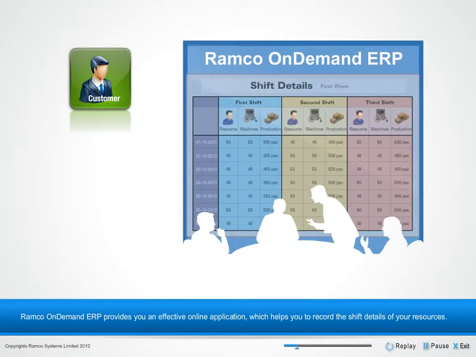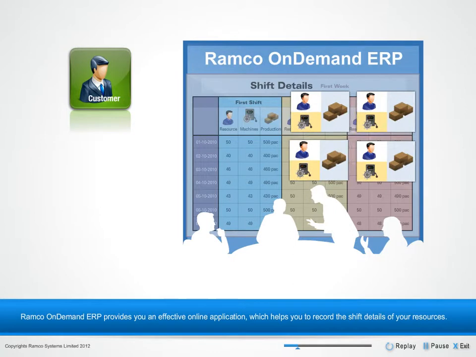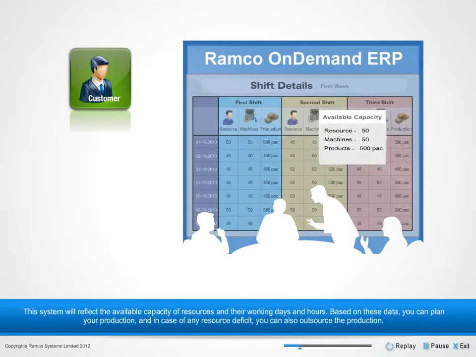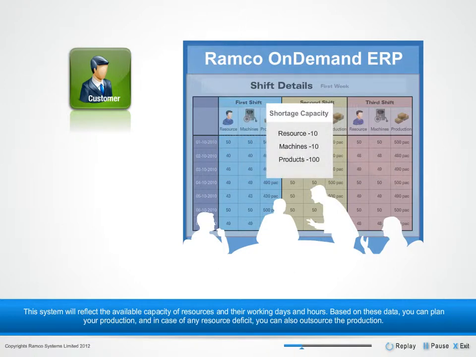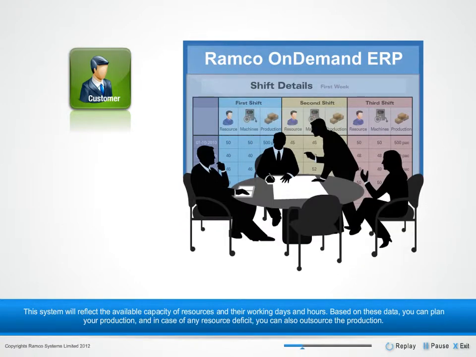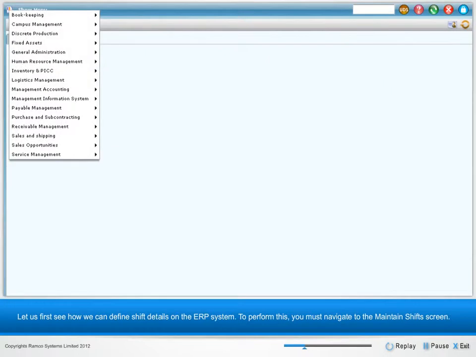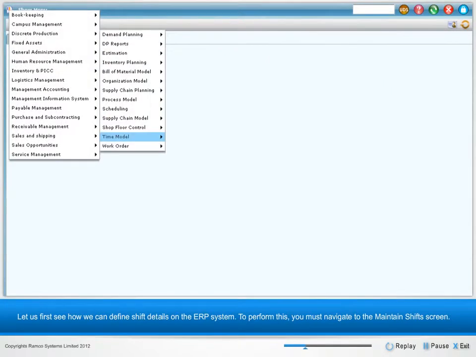Ramco On-Demand ERP provides you an effective online application, which helps you to record the shift details of your resources. This system will reflect the available capacity of resources, and their working days and hours. Based on these data, you can plan your production, and in case of any resource deficit, you can also outsource the production. Let us first see how we can define shift details on the ERP system.